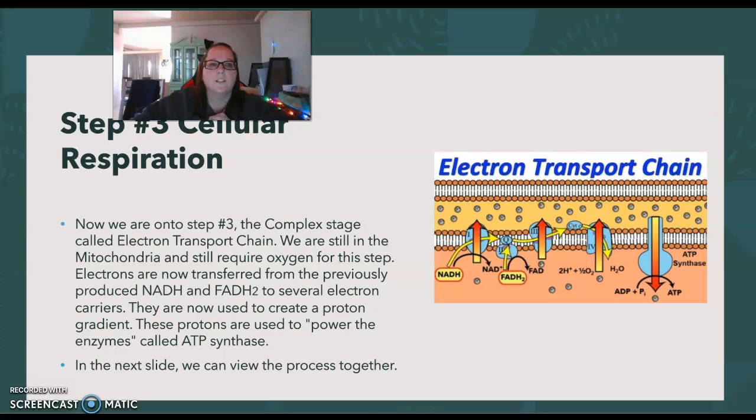Next, we are on to step 3, the complex stage, called electron transport chain. We are still in the mitochondria at this time and still require oxygen for this step. Electrons are now transferred from the previously produced NADH and FADH2 to several electron carriers. They are now used to create a proton gradient. These protons are used to power the enzymes, called ATP synthase. In the next slide, we can view this process together.